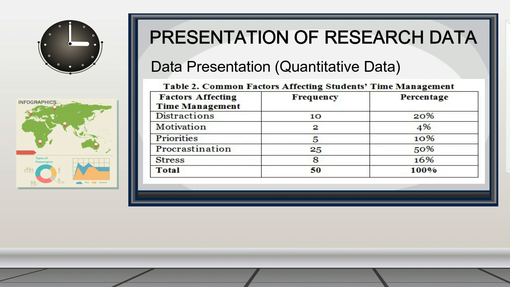You have to decide on what the key findings or features should be written about. You cannot say, just look at a table and interpret for yourself what was found. For example, Table 2 presents the data about the common factors that affect students' time management. The survey results show that half or 50% of the respondents consider procrastination as the greatest factor that affects how they manage their time, followed by distractions and stress with 20% and 16% respectively. On the other hand, priorities are less likely to affect students' time management with 4%.